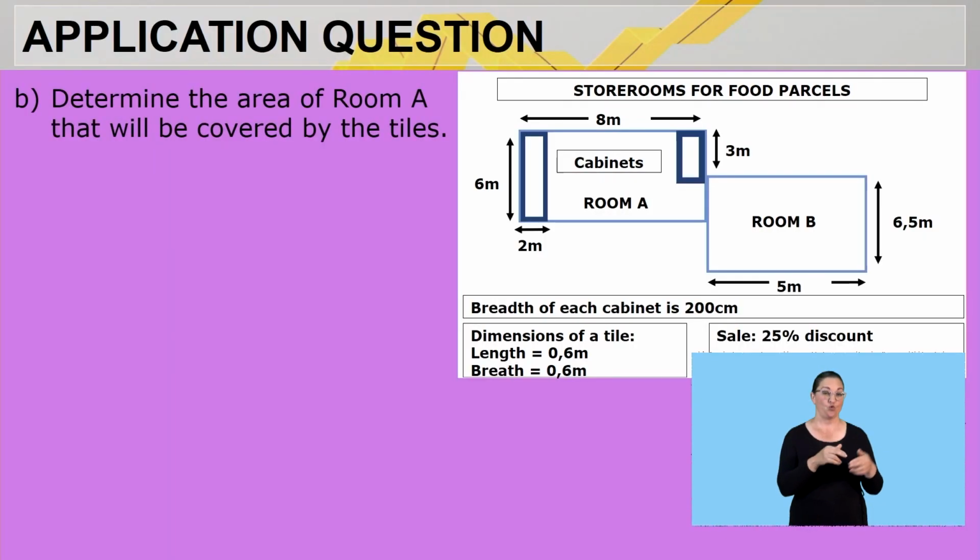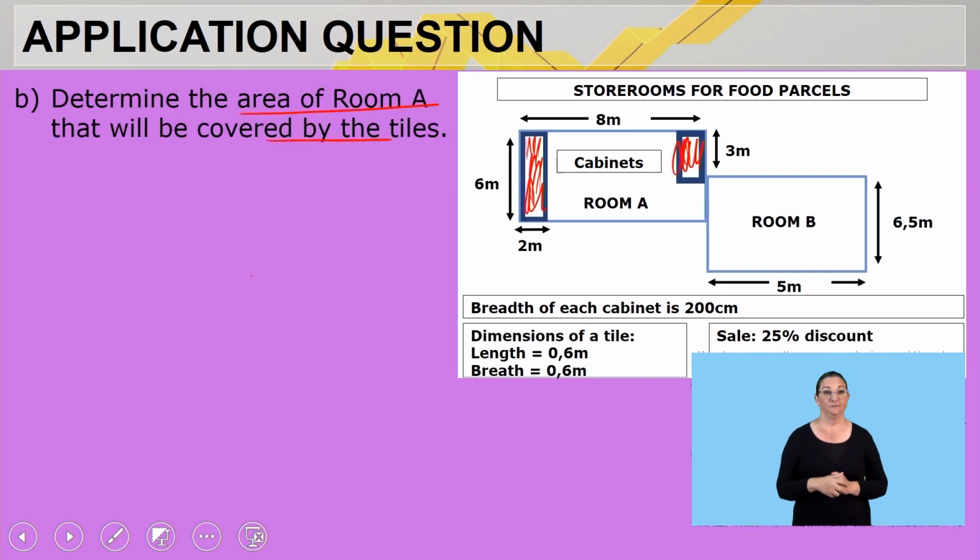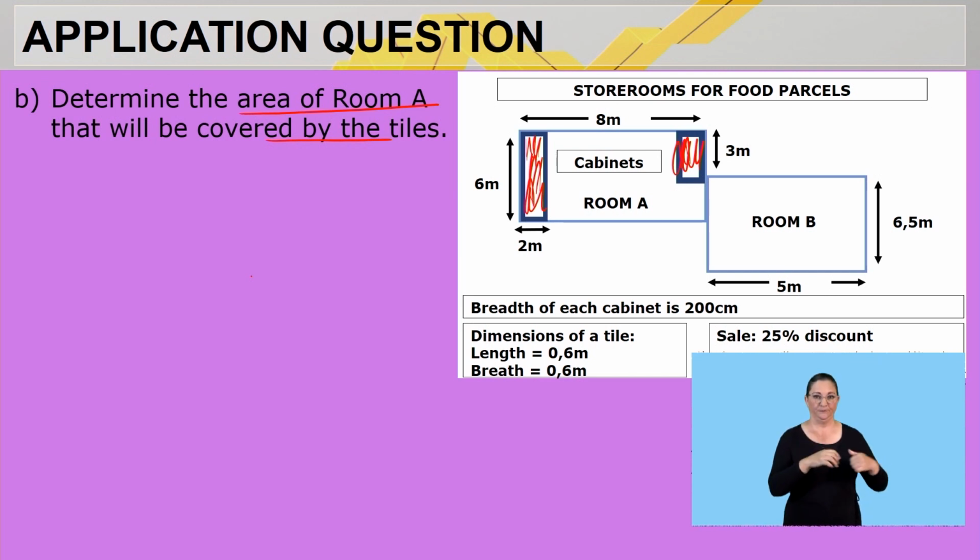Question number B. It says determine the area of room A that will be covered by tiles. Remember here where we have the cabinets, we're not going to tile there. So we would like to know what area of this room A will be covered by tiles. Looking at this again, it's a rectangle, we agree. Let us understand what needs to happen. I'll calculate the area of the entire room, then I'll deduct the area that's not going to be tiled, meaning that is covered by the 2 cabinets. Guys, are we clear on that?